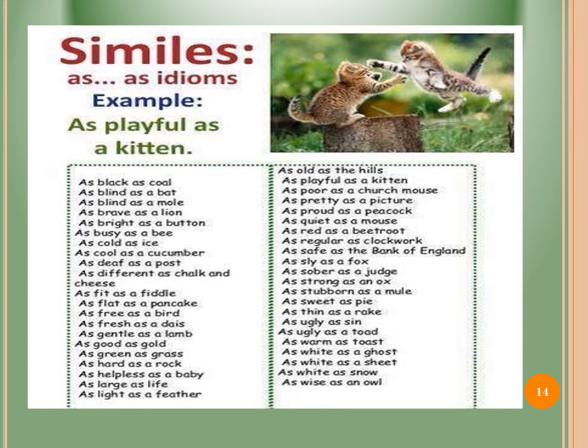as a judge, as strong as an ox, as stubborn as a mule, as sweet as pie, as thin as a rake, as ugly as sin, as ugly as a toad, as warm as toast, as white as a ghost, as white as a sheet, as white as snow, and as wise as an owl. So this is how we use simile as idioms.